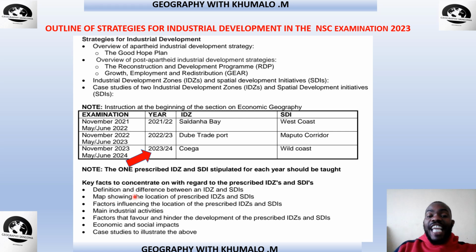Now, you must know the definition and be able to differentiate between IDZs and SDIs. Be able to locate the given IDZ and the SDI on the map of South Africa. Then you must be able to state or name the factors that influence the location of the prescribed IDZs and SDIs. The main industrial activities that are taking place in these areas, you must be able to know them. Factors that favor and factors that hinder the development of the prescribed IDZ and SDI, the economic and the social impact, and as I said, the case studies that illustrate the above topics.